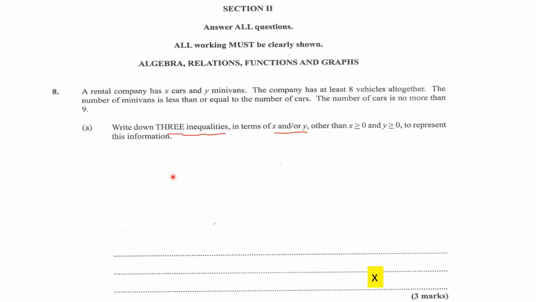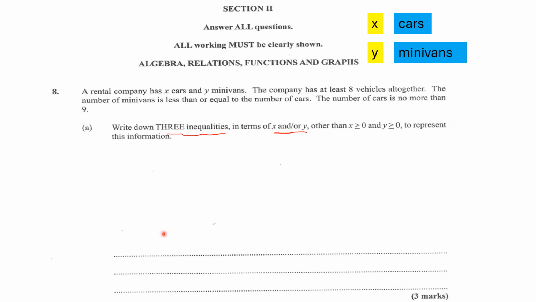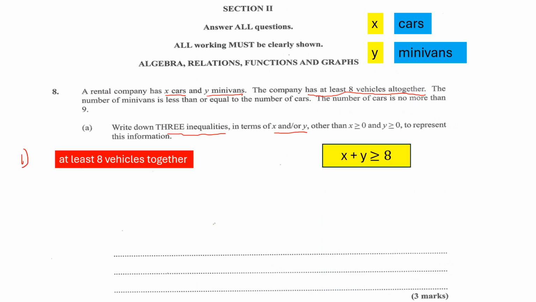Okay, so let's understand that x represents cars, y represents minivans, and we got that from here. Now the first part, the company has at least 8 vehicles altogether. So that's statement number 1. What's the inequality for that? x plus y is more than or equals to 8. So when you see the word at least, it means more than or equals to. That's the inequality sign you would use.